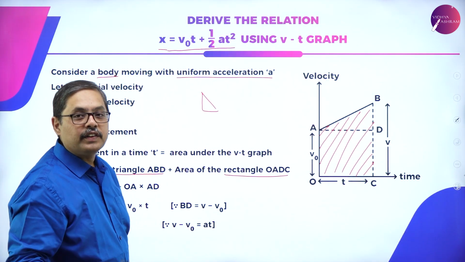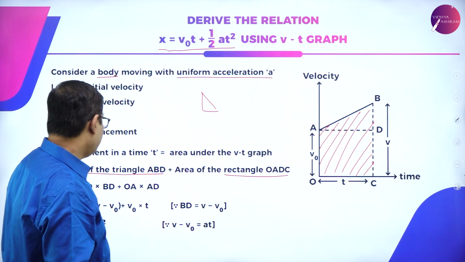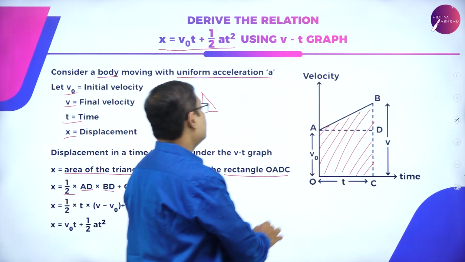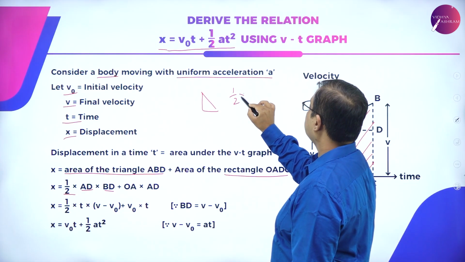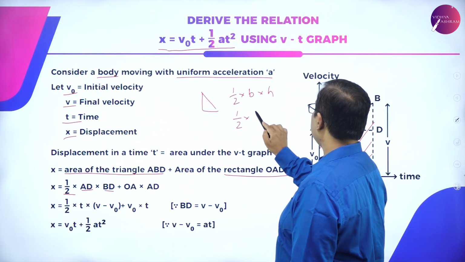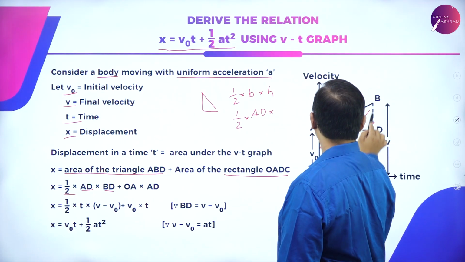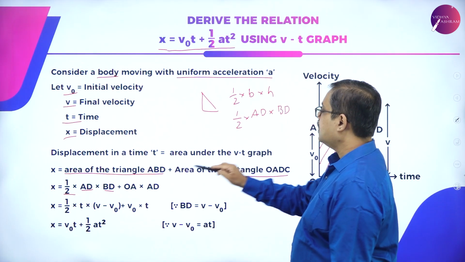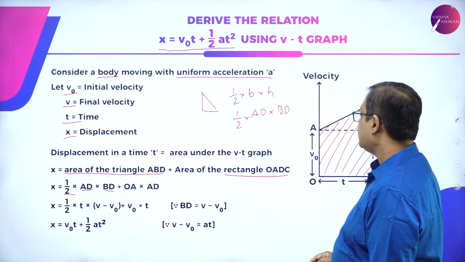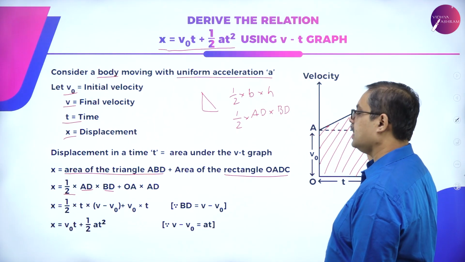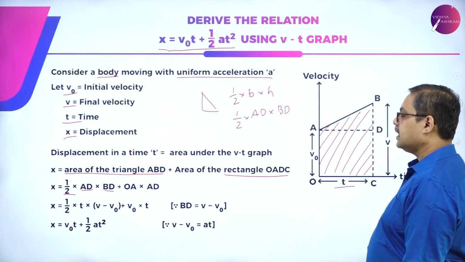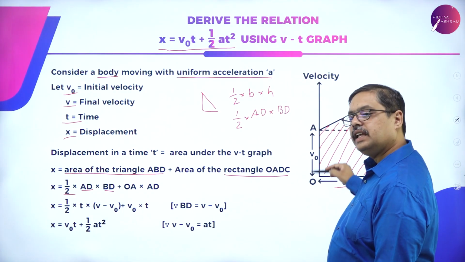How do you get the area of the triangle? Yes, it is half into base into height. So half, base is AD and height is BD. Similarly, for area of the rectangle, it is product of the length of the adjacent sides. So I take OA and I take AD. So if I substitute, AD is nothing but time taken. OA is nothing but the initial velocity.